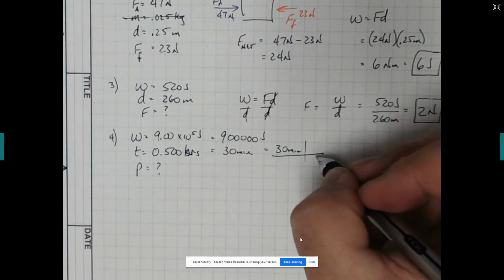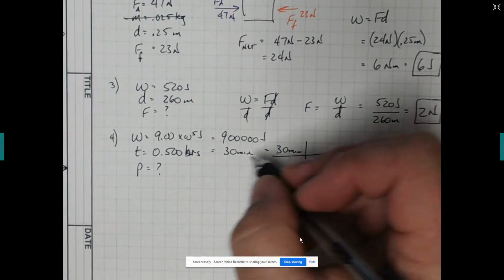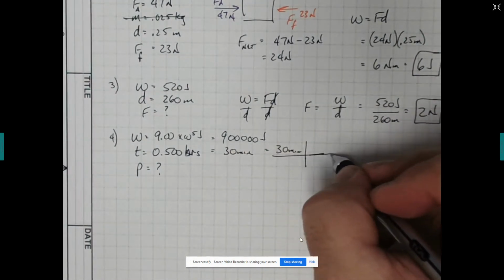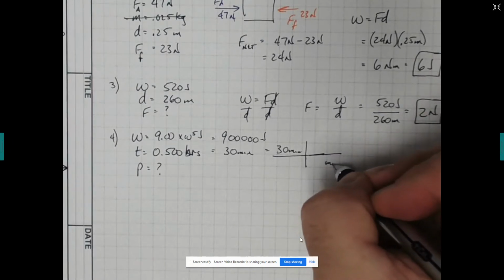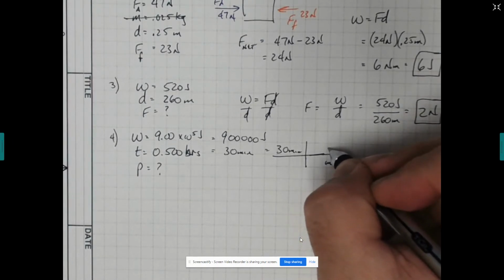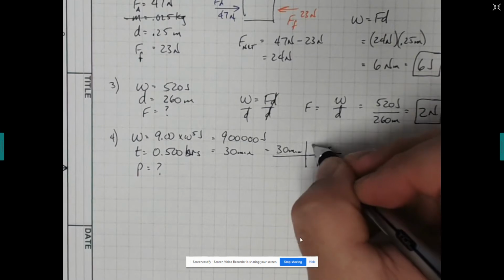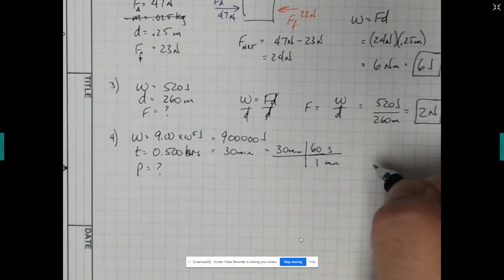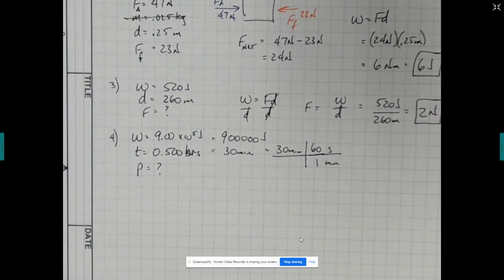So this is equal to 30 minutes. We could do that little conversion, right? We could have done that with the hours too, but I kind of knew that one, so I didn't do all this. So we're going to put minutes down here, okay? And then we're going to put seconds up here. For every 1 minute, there are 60 seconds. That's my equality. So 60 times 30 should be 1800.